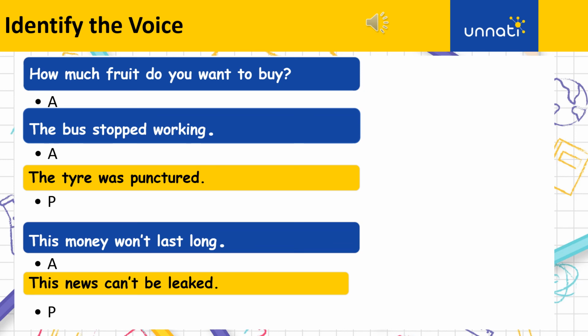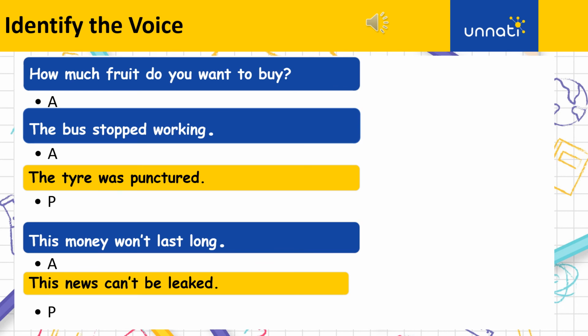So let us look at the sentences here. We have to read and understand what voice those sentences would be in. The first one, how much fruit do you want to buy? Active voice. The bus stopped working. Active voice. The tire was punctured.